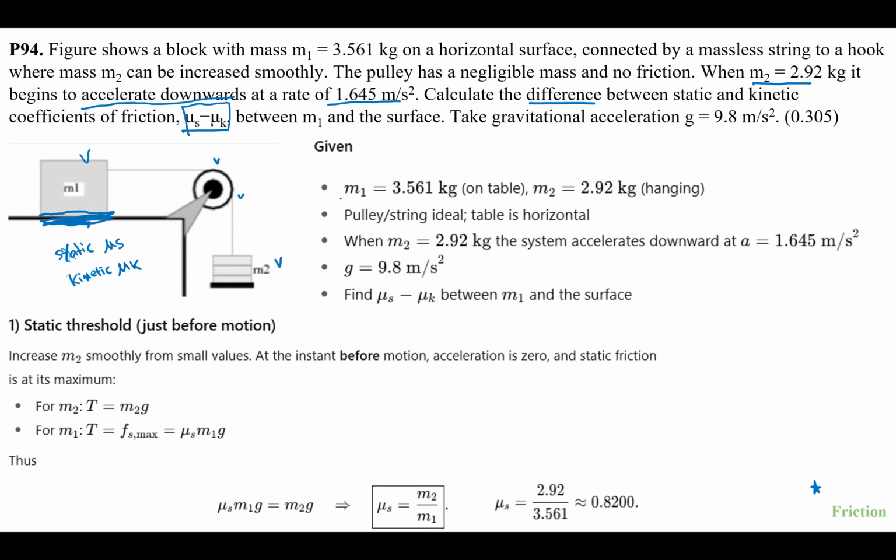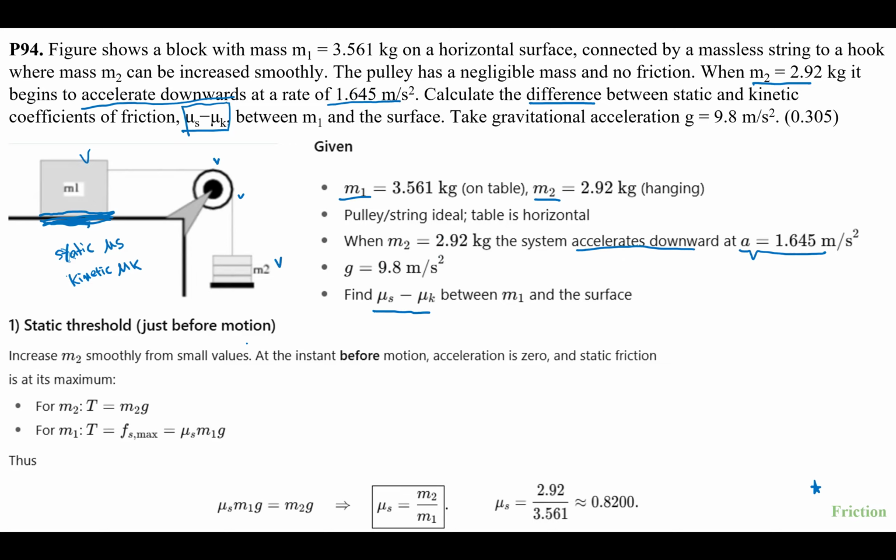To summarize, M1 and M2 are given, and the pulley and string are ideal. That means there is no mass, no friction, and the table is perfectly horizontal. When M2 is this value, it starts to accelerate downward at the given a, and we need to find μs minus μk.